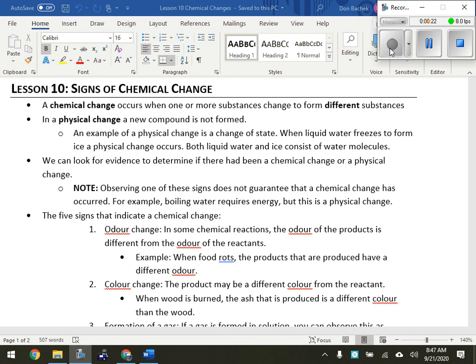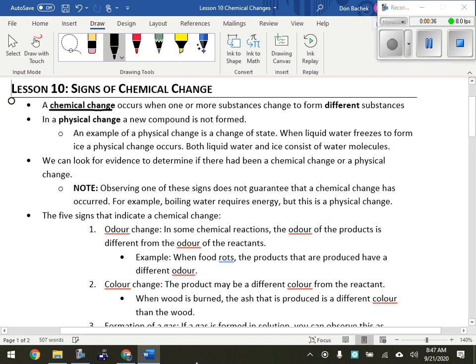Okay. So a chemical change occurs when one or more new substances are formed, basically. So when you combine a couple things together and we get something that's formed. Okay, make sure you know that. Chemical change is when you form new substances. Physical change is when no new compounds are formed, nothing new is formed.